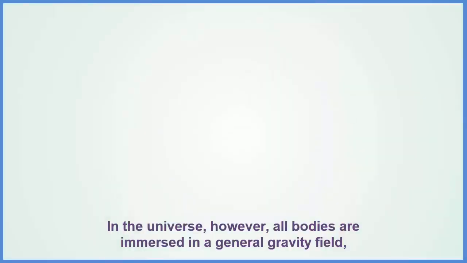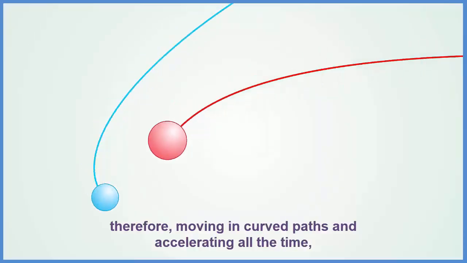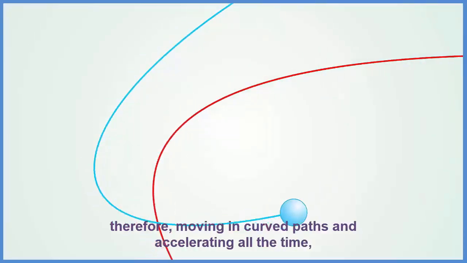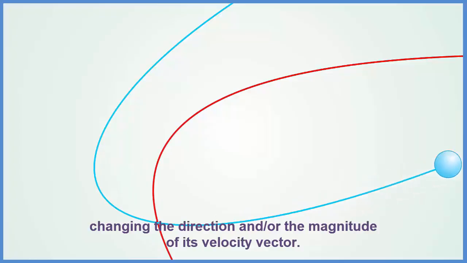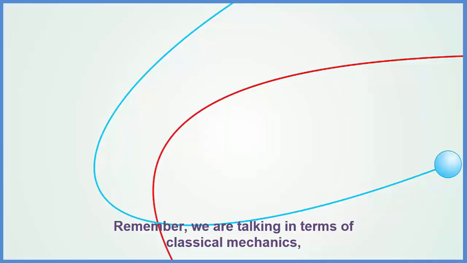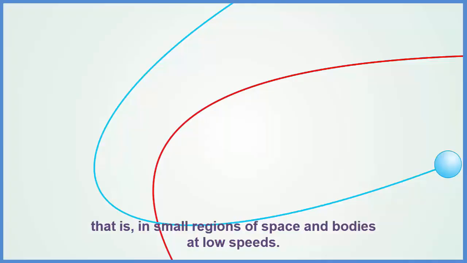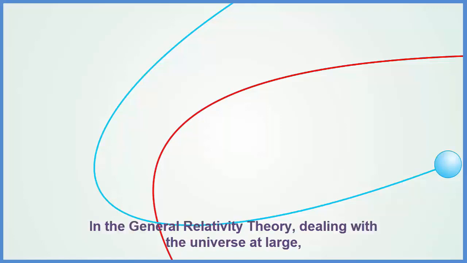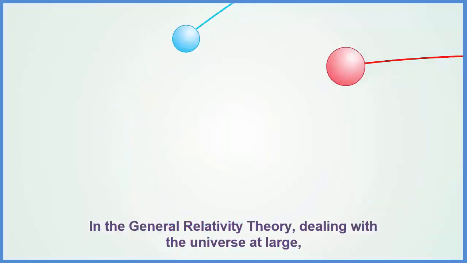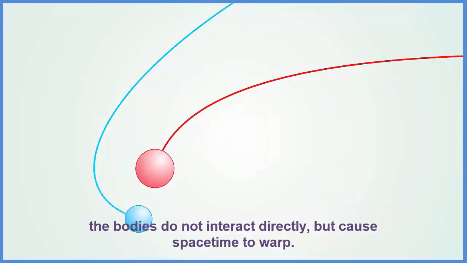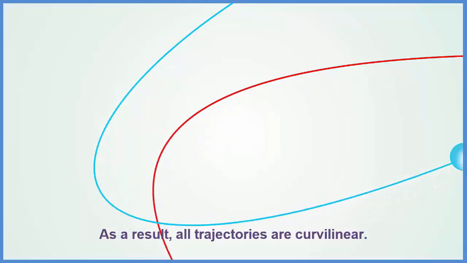In the universe, however, all bodies are immersed in a general gravity field, therefore moving in curved paths and accelerating all the time, changing the direction and or the magnitude of its velocity vector. Remember, we are talking in terms of classical mechanics, that is, in small regions of space and bodies at low speeds. In the general relativity theory, dealing with the universe at large, the bodies do not interact directly, but cause space-time to warp. As a result, all trajectories are curvilinear.